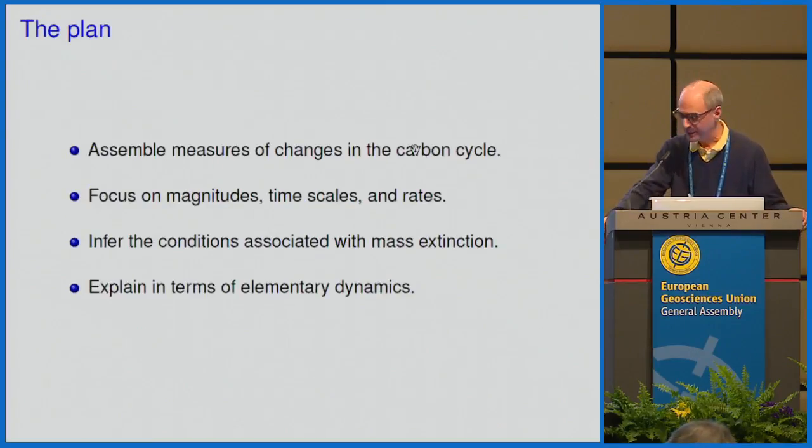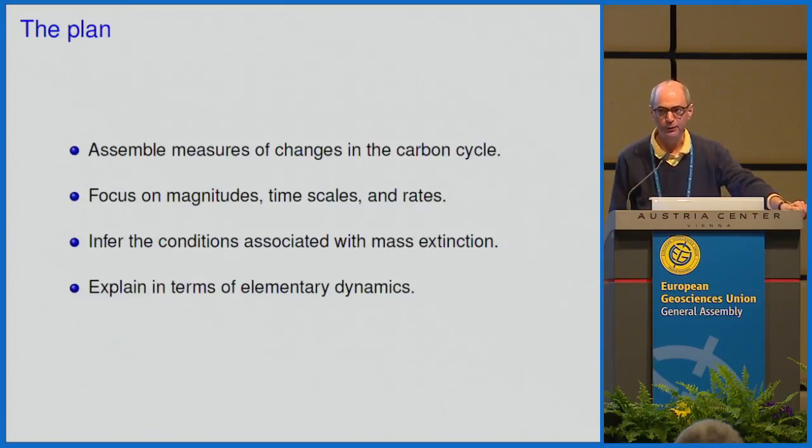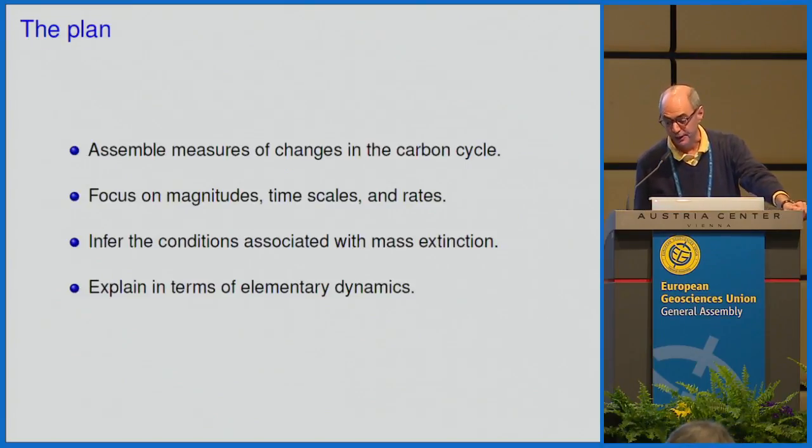And so the plan for the remaining time is going to be rather simple. What we've done is assemble a database of carbon cycle events, and in that database we'll focus on the magnitude of the event, the time scales of the events, and the two of those will give us rates. From that database, we'll infer the conditions associated with mass extinction, and we'll attempt to explain what we find in terms of elementary dynamics.